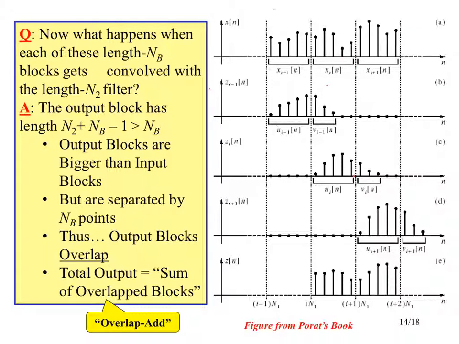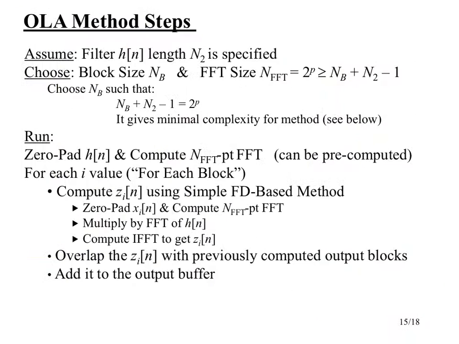So once we've computed the output from the i minus 1 block and the output from the ith block, we can add all of these things together and we get all the output samples for that region. And then we just continue on like that. And so that's how this thing works. And that's why it's called overlap add. Let's go on to the next slide.